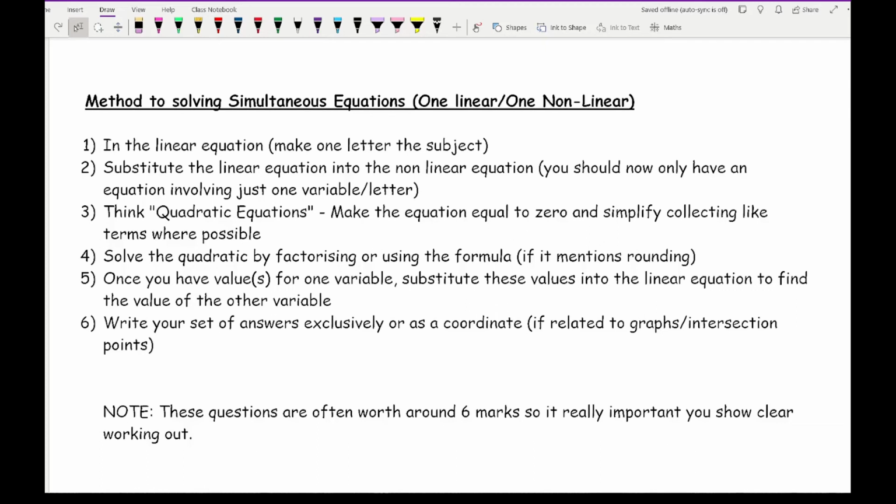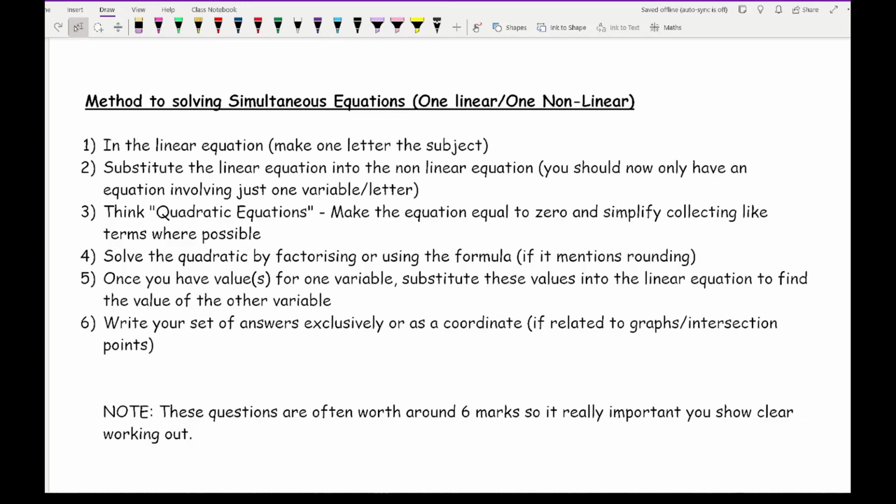With step two, what you then want to do is substitute the linear equation into the non-linear equation, so that again we've only got an equation that involves one letter. So typically you've got an equation that involves two letters, x's and y's, and by substituting, you just want to have an equation that involves just x's or just y's. Then with the third step, what you need to think about is quadratic equations. So hopefully you can see the components of a quadratic equation, but it's not quite in that format. So what you need to do is try and make the equation equal to 0 and simplify by collecting like terms where you've only got three terms.